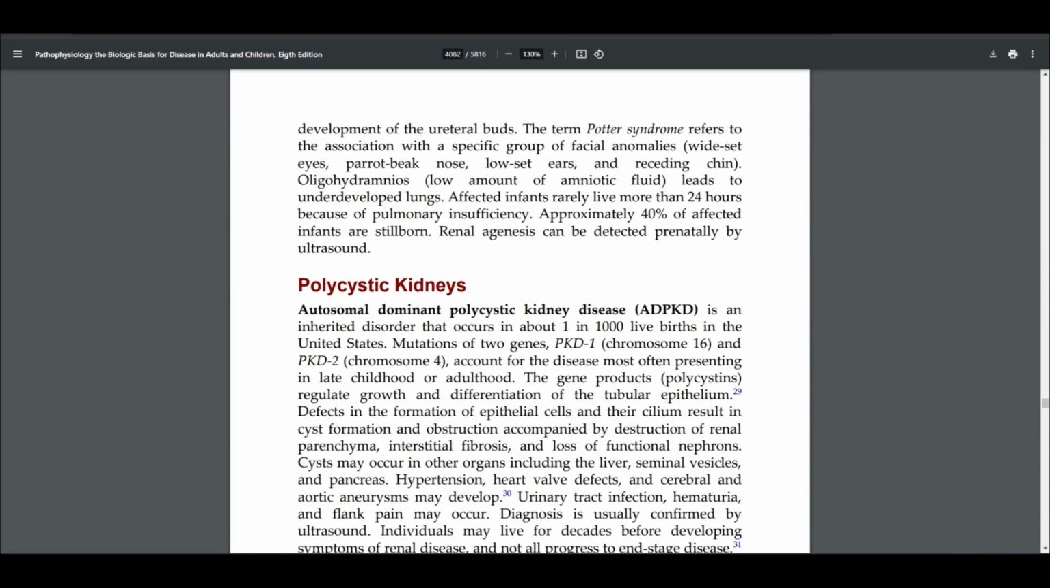The term Potter syndrome refers to the association with a specific group of facial anomalies: wide-set eyes, parrot beak nose, low-set ears, and receding chin. Oligohydramnios, a low amount of amniotic fluid, leads to underdeveloped lungs. Affected infants rarely live more than 24 hours because of pulmonary insufficiency. Approximately 40% of the affected infants are stillborn. Renal agenesis can be detected prenatally via ultrasound.